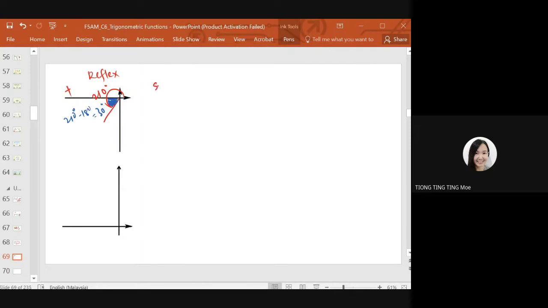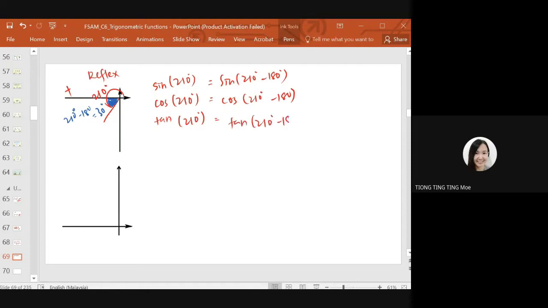Again, we want to find the value for sine, cos, and tangent. For 210 we have to change: sin 210 minus 180, cos 210 minus 180, tangent 210 minus 180. So you get sin 30, cos 30, tangent 30. After this, we look at positive or negative. Sin is the y coordinate, so in the third quadrant it is negative. Cos is also negative. Then tangent, sin over cos, is positive.